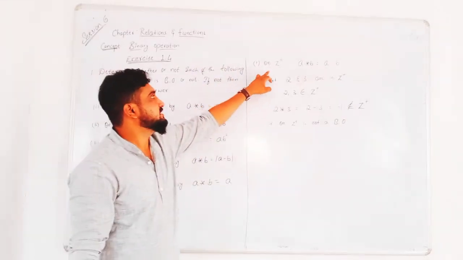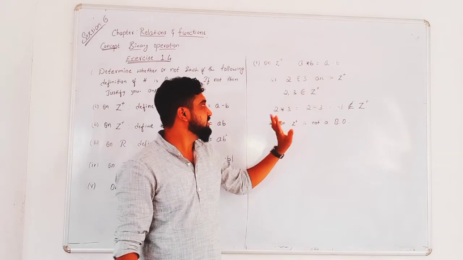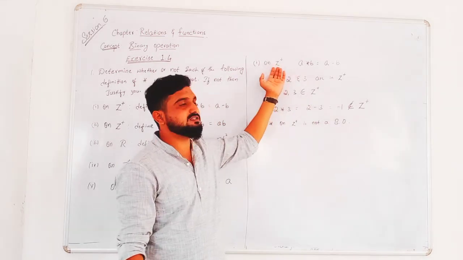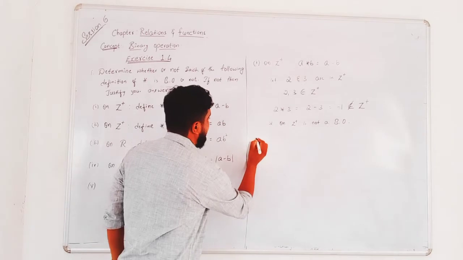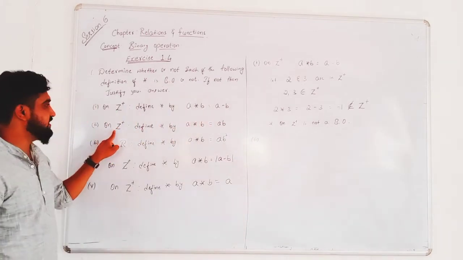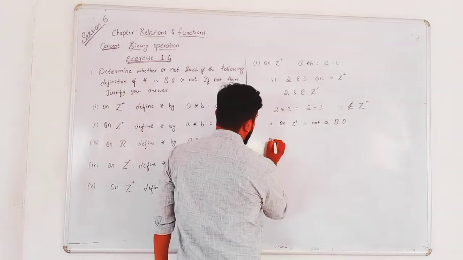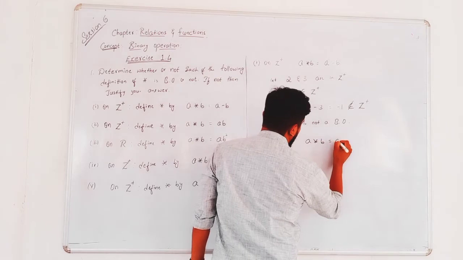On Z plus, A star B given by A minus B, with the help of 2 and 3 I have proved that minus 1, the resultant answer, is not in Z plus. That's why this star is not a binary operation. Now let us see the second one. The second one is on Z plus, star is defined as A into B. So on Z plus, the same set, A star B is equal to A into B.